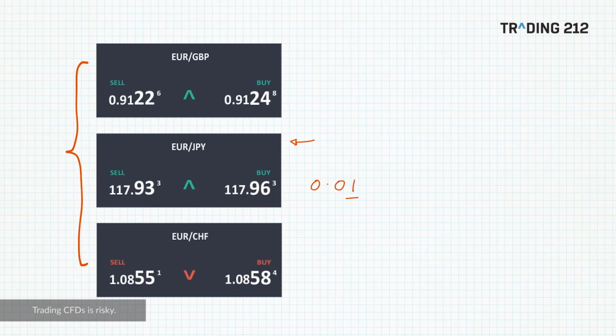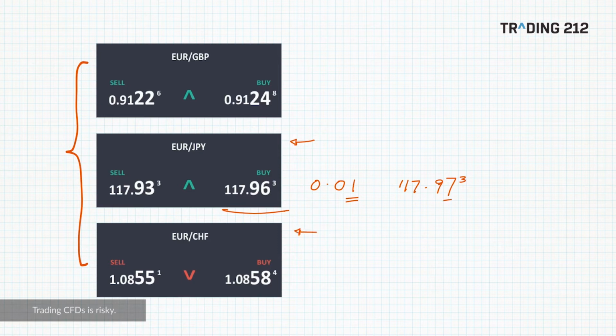1 pip is on the second decimal place. If this offer here was to increase from 117.963 to 117.973, that would be an increase of 1 pip.